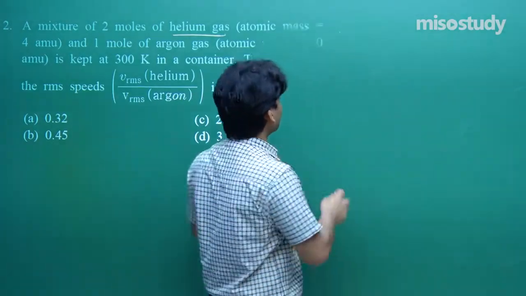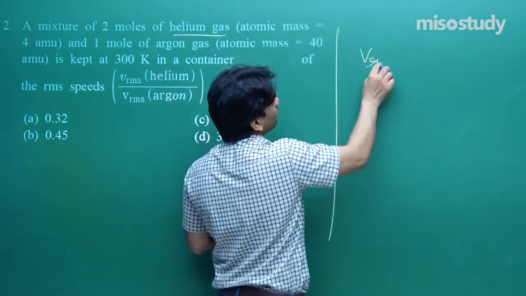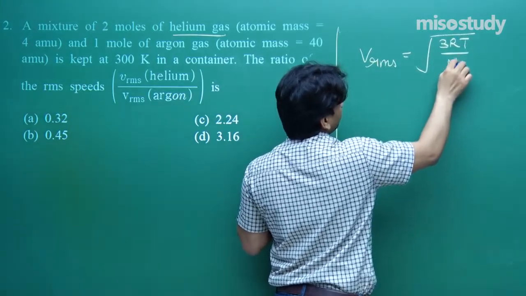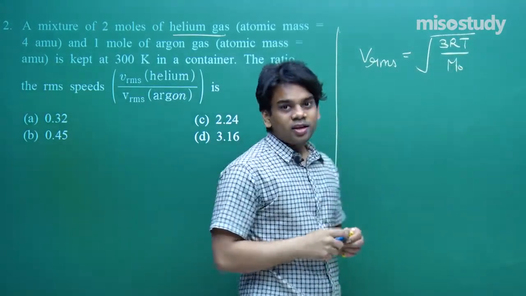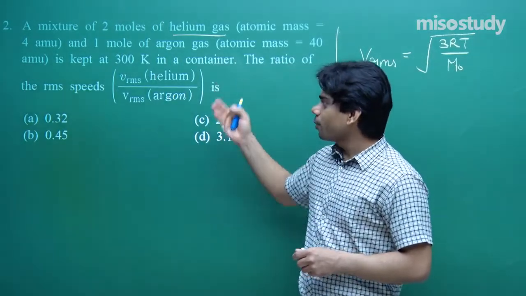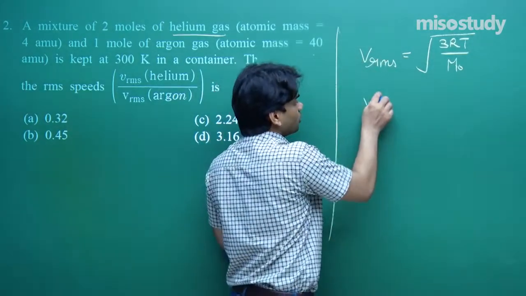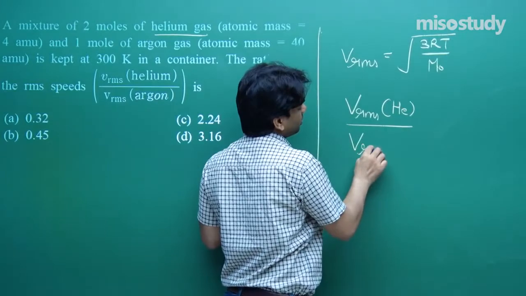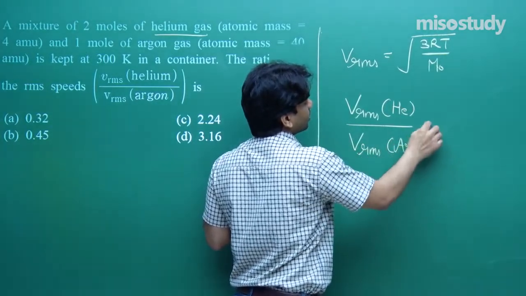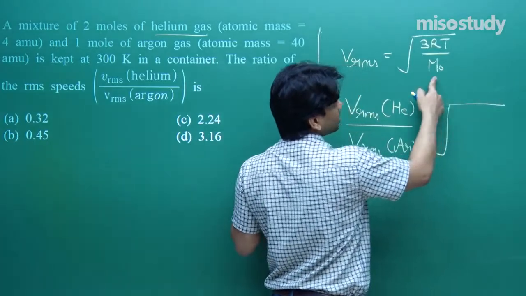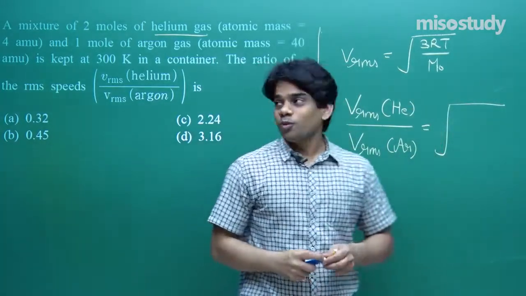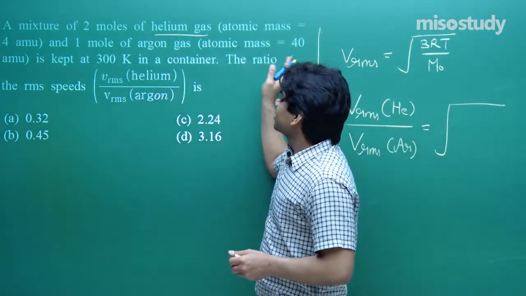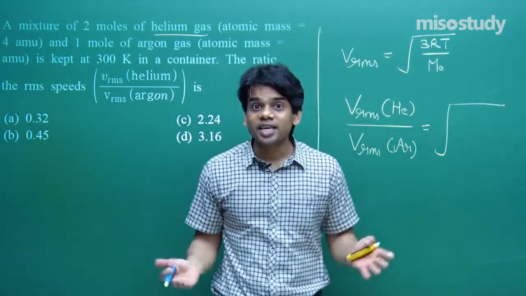Now, first of all, you all must be remembering the formula for the root mean square speed: root 3RT by molecular mass. So if I have to compare velocity of RMS of helium upon RMS of argon, we will be using RMS speed for helium upon RMS speed of argon. This will be equal to under root, since this is in the denominator, temperature is remaining the same for both. A mixture of 2 moles of helium gas and 1 mole of argon gas is kept at 300 Kelvin in a container. So temperature is the same, that will be cancelled out.